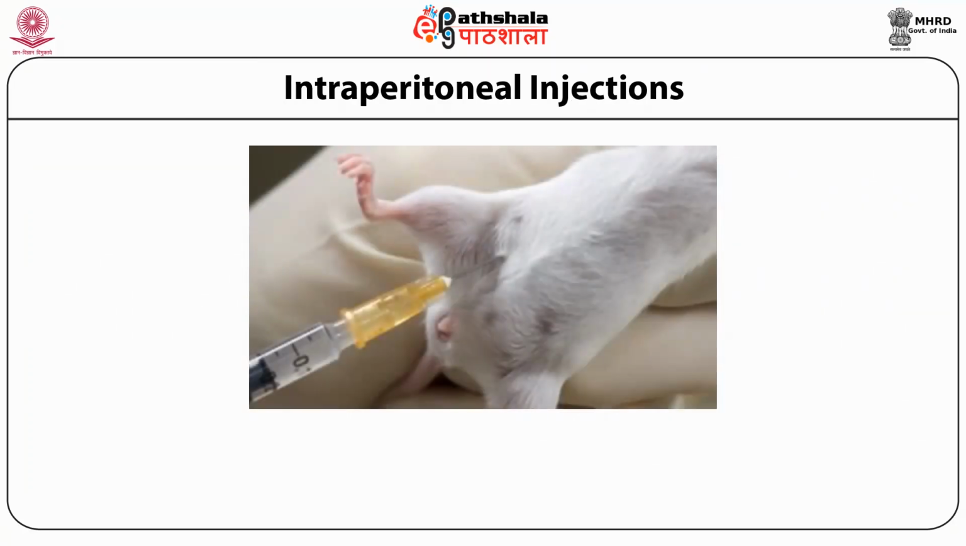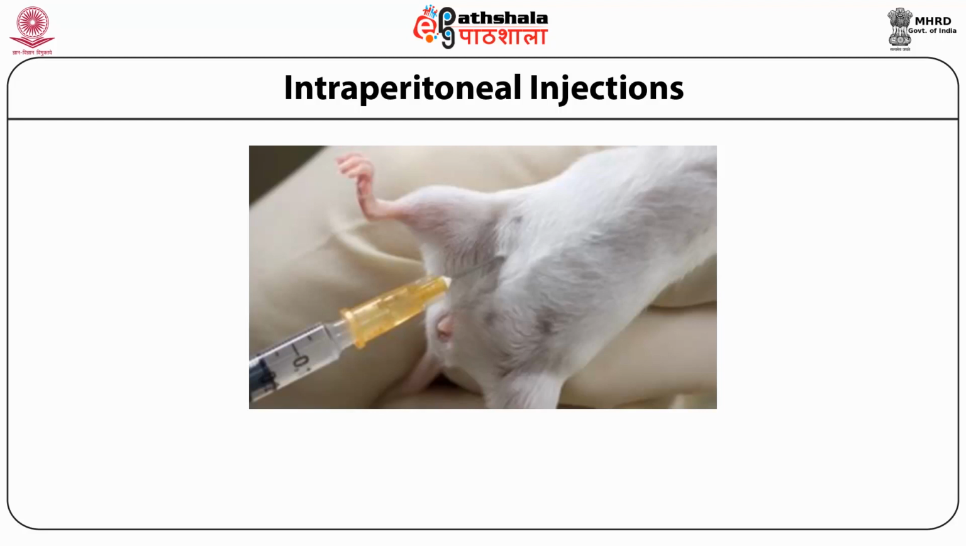After identification of the animal, the other thing which is more important for us to know is the injection procedures, because we need to inject any drugs either intraperitoneally, subcutaneously, intradermally or intravenously. The most common procedure in a mouse model is intraperitoneal injection.